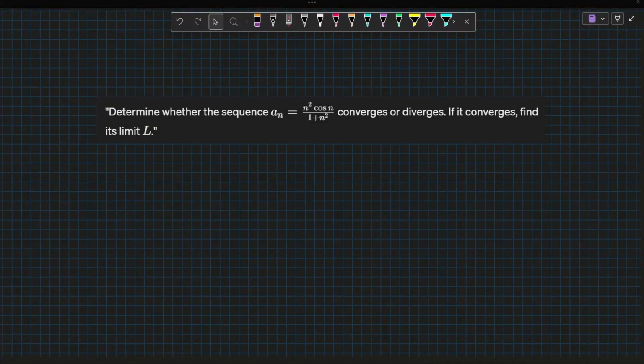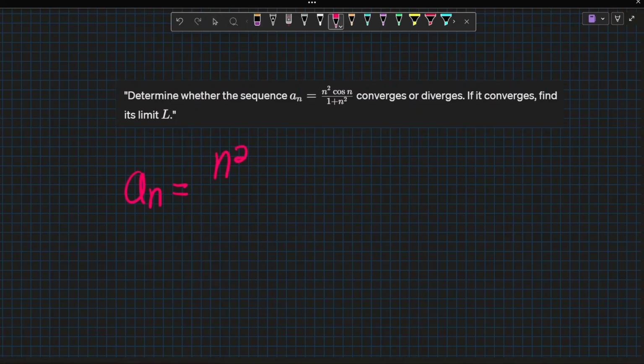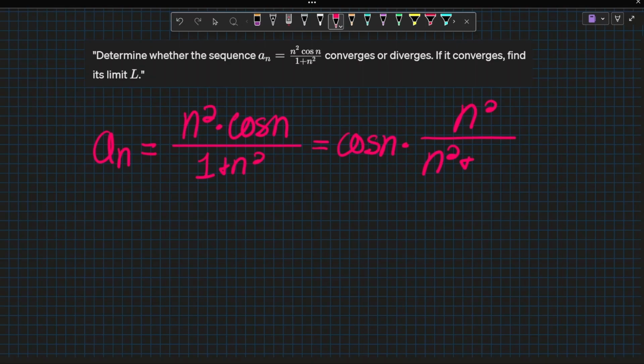Okay, so here we have a problem. Determine whether the sequence a_n converges or diverges. Then see what it converges to if it does converge. Alright, so we have the sequence a_n equal to n squared times cosine of n over 1 plus n squared. Okay, I'm going to write this instead as cosine of n times n squared over n squared plus 1.